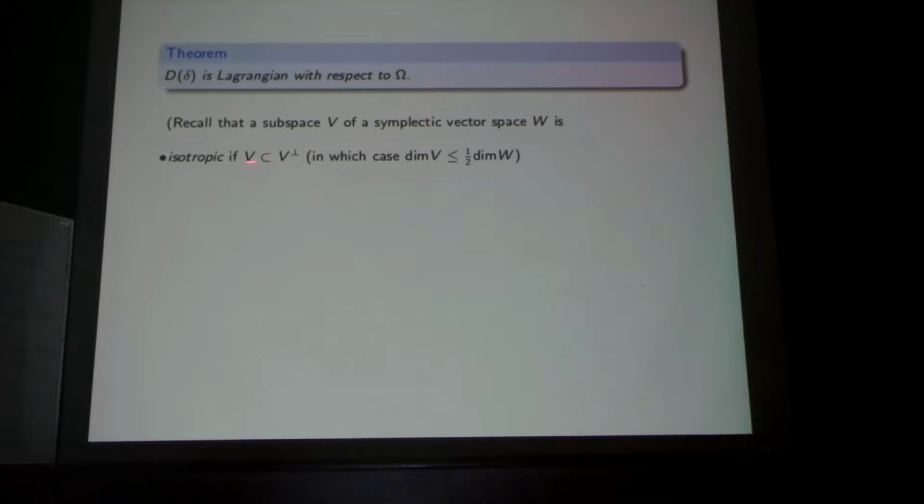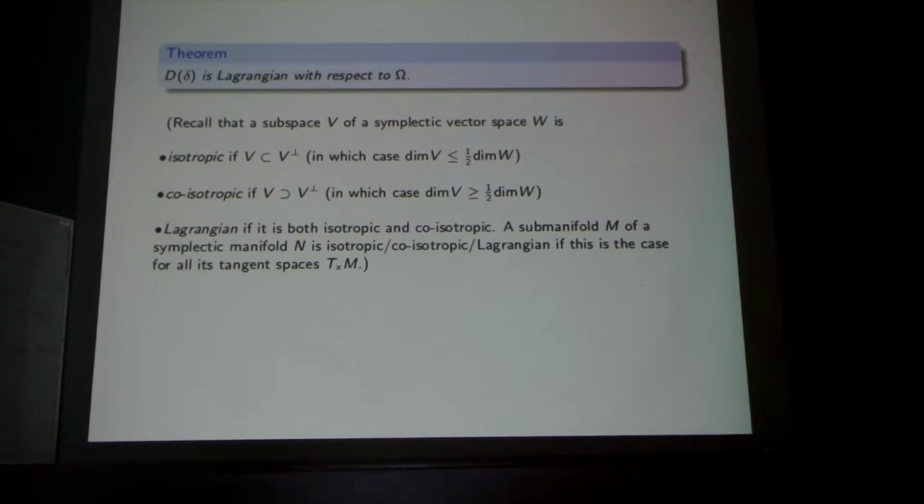So it's isotropic if V is contained in V perp, co-isotropic if the opposite inclusion holds, and each of these inclusions has an implication about the dimension. And then it's Lagrangian if it's both isotropic and co-isotropic. And we say that a submanifold M of a symplectic manifold is isotropic or co-isotropic or Lagrangian if this is the case for each of its tangent spaces as a subspace of the tangent space to the manifold.